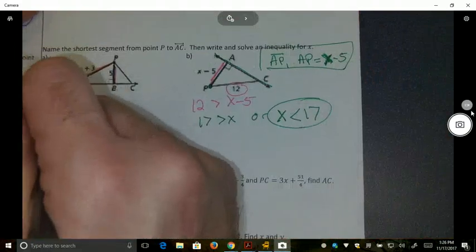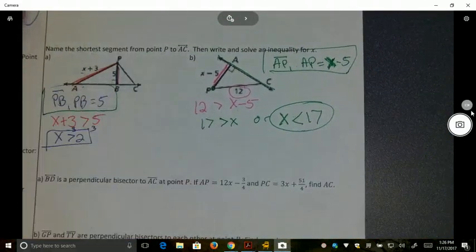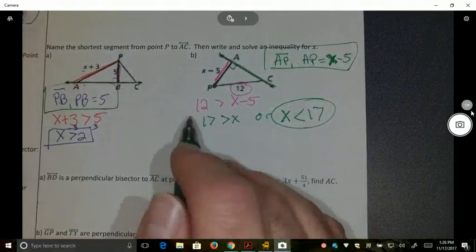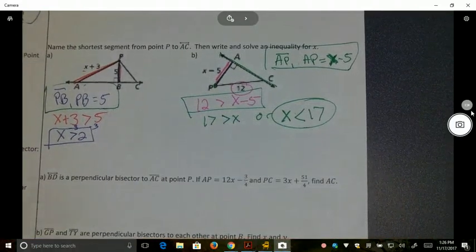So there are my answers. Here's my answers for those. Actually, all of it is, because we also had to set up the equation. That was part of it as well.